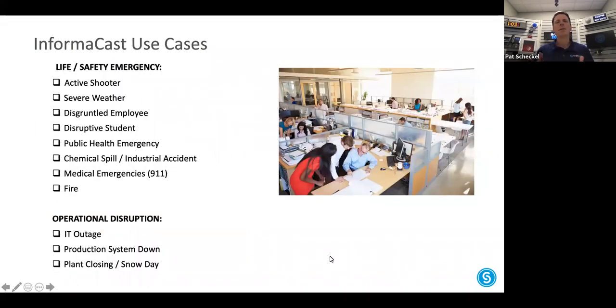So when you look at typical use cases for InformaCast, they're typically emergency notification centered, although they don't have to be. The content is whatever the customer wants it to be. So it can be informational in nature, can be workflow related, as you see some of the things there at the bottom. But really when people are coming to us, they're often looking at issues that are emergency related. So they're looking at severe weather, active shooter, chemical spill, those sorts of things are often top of mind for them.